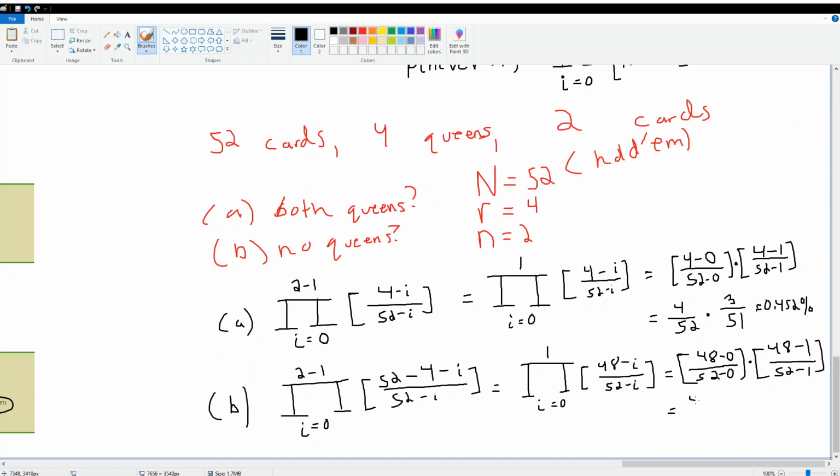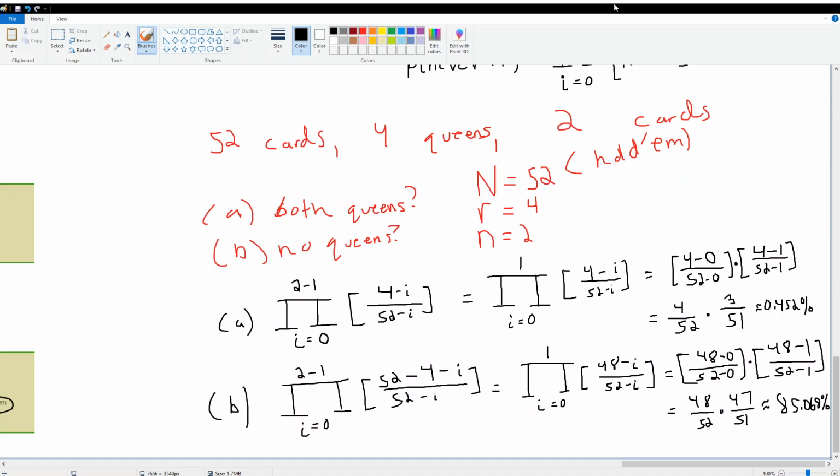So this will be equal to 48 out of 52 times 47 out of 51. In this case, 48 out of 52 are the chances of not getting any queens, and then 47 out of 51 are the chances of not getting a queen, assuming that we already hadn't gotten a queen. And we have to multiply them together. So therefore, 48 times 47 divided by 52 divided by 51. There's a roughly 85.068% chance that you won't get any queens in your starting hand.